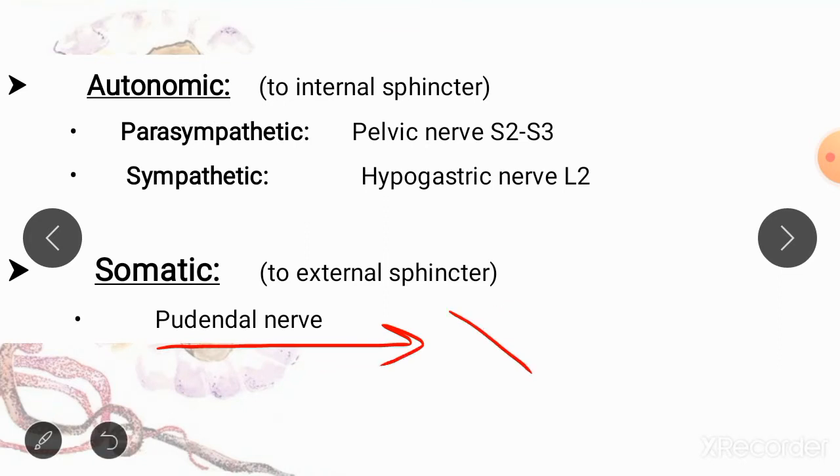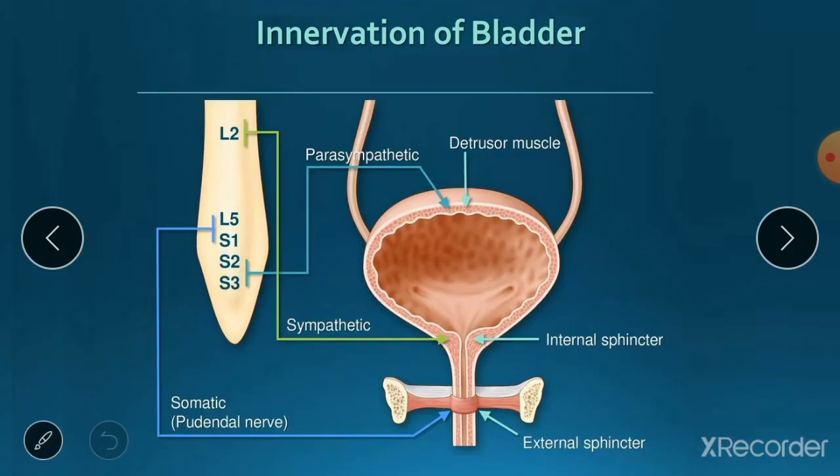The pudendal nerve normally keeps your external sphincter closed, in a tonic condition. It is only when the conditions are favorable and you have the facilities of a toilet, or an appropriate social environment to micturate, that your higher center is going to inhibit your pudendal nerve signals to the external sphincter. Then your external sphincter will relax, and the voiding or micturition or urination can take place. So let us now see this in a figure form.